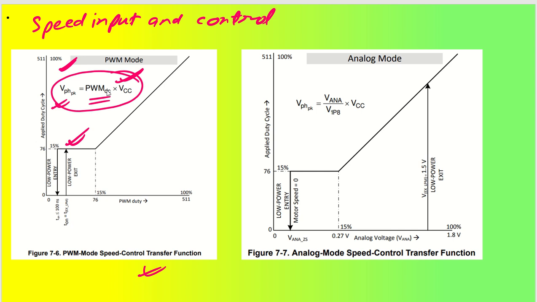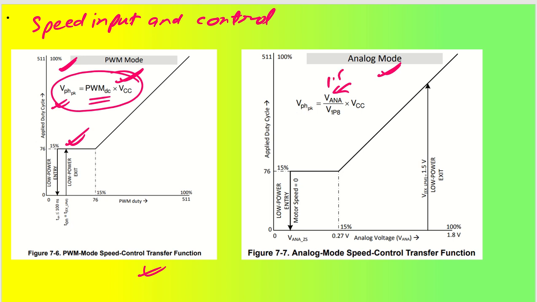So this is using PWM mode control. What is the voltage at the UVW phase of the motor? Now there is one more mode which I was talking to you about all the time, which is analog mode. So what you can do is put an analog signal, which is VANA. So VANA will be deciding what the voltage at the UVW phase of the motor is.